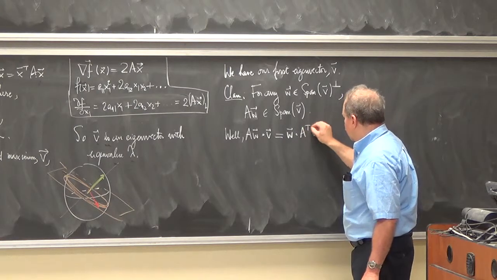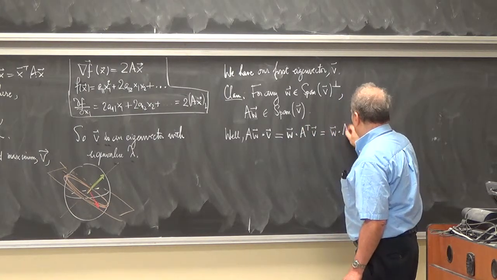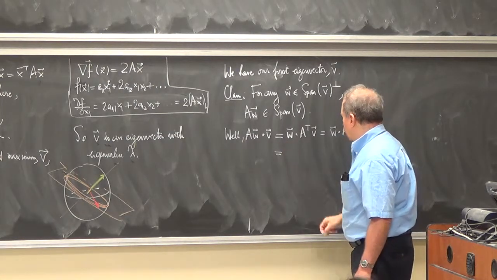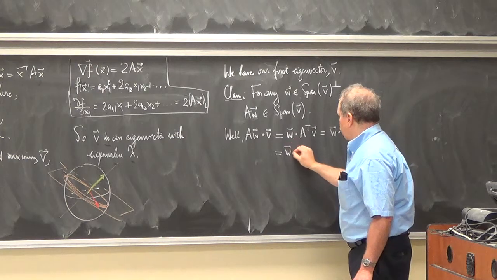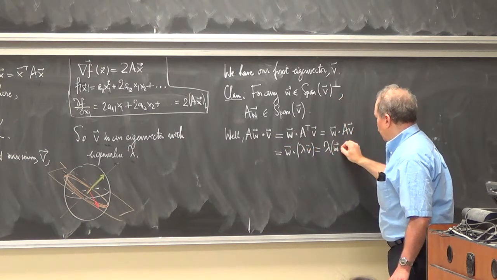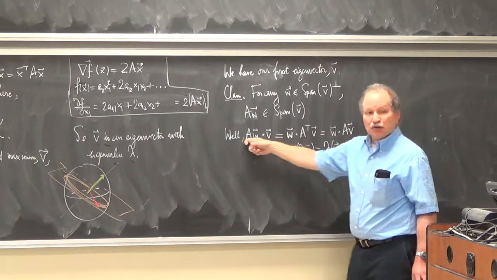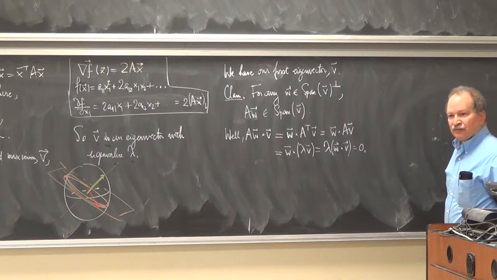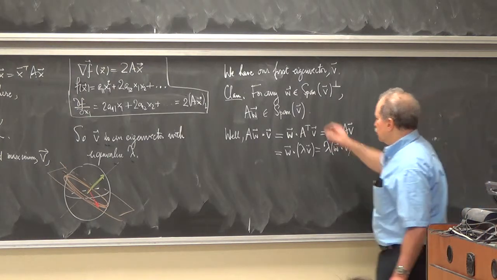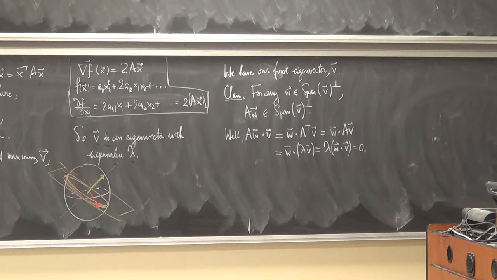So this is equal to W dot A transpose V. But A transpose is A. And what do we know about AV? It's lambda V. And what do we know about W dot V? They're orthogonal, so it's 0. So therefore AW is also orthogonal. Should that be AW is not in the same... Up there. I said it, but I didn't write it.